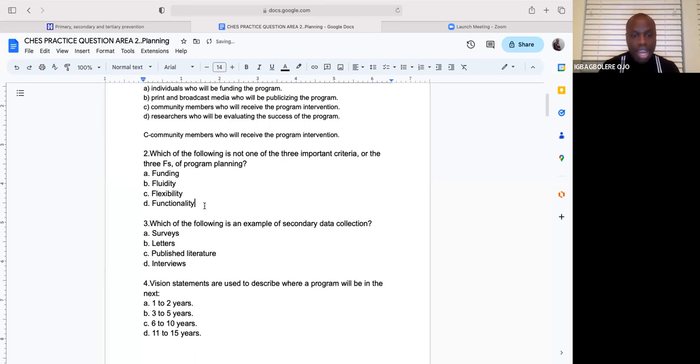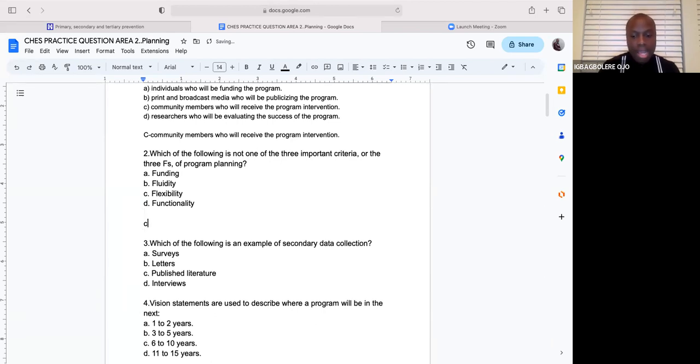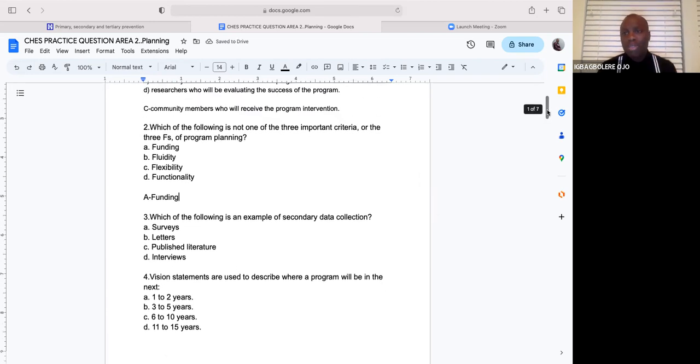So the answer here is A, and that is funding, all right? So that's not part of the 3 F's. You might look at the question and be like, well, funding is important. It is important, but it is not a part of the important criteria, because your program planning must be fluid, all right? Fluid in terms of there is a continuum in the processes.